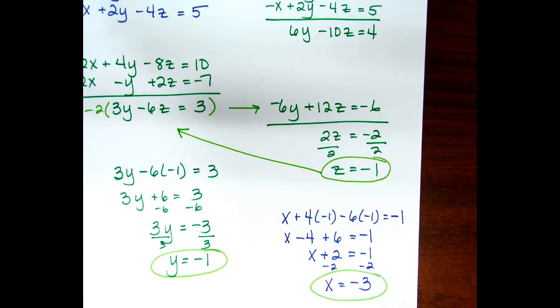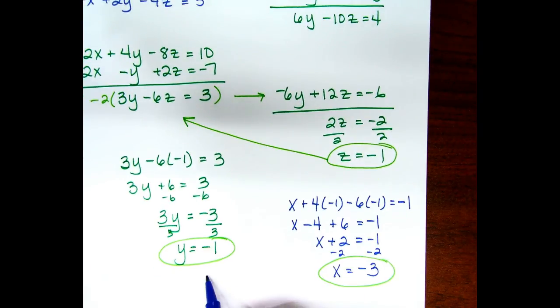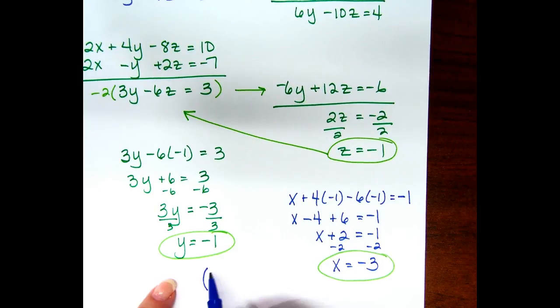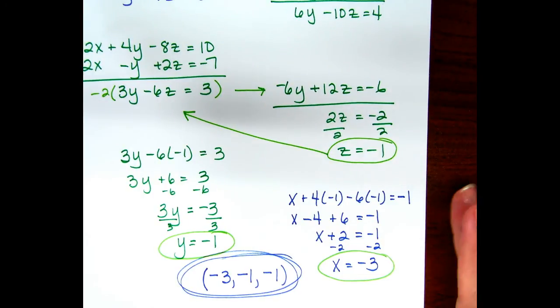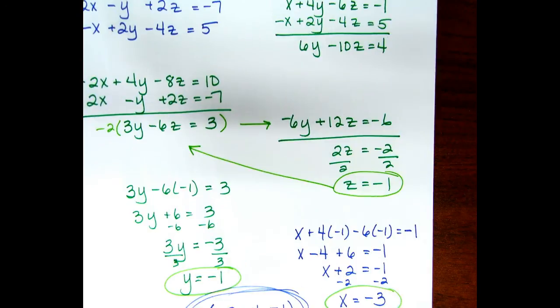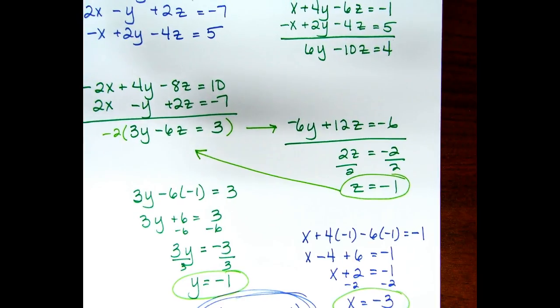Those are my three variables. How do we write our answer? As an ordered triple. In what order? X, Y, Z. Alphabetical. Okay, so that right there is my solution. Now, real quick, let's talk through it again, how we got here. Actually, we should check it first, right?